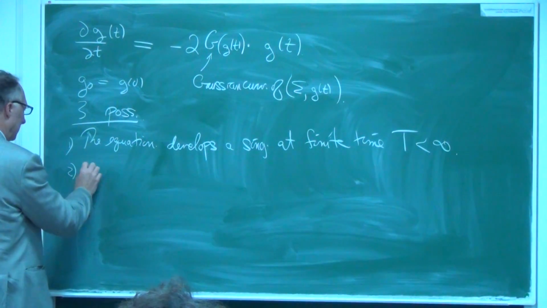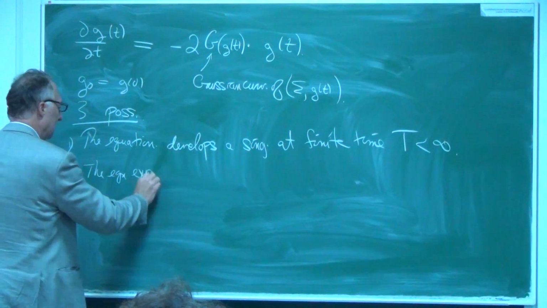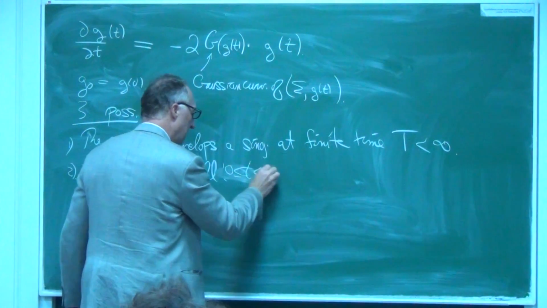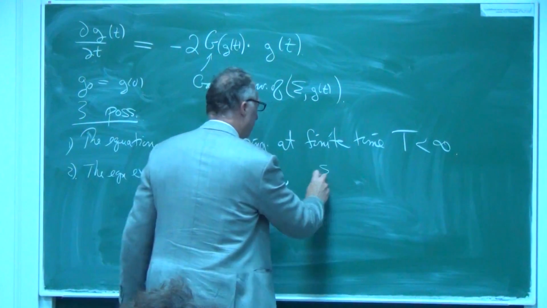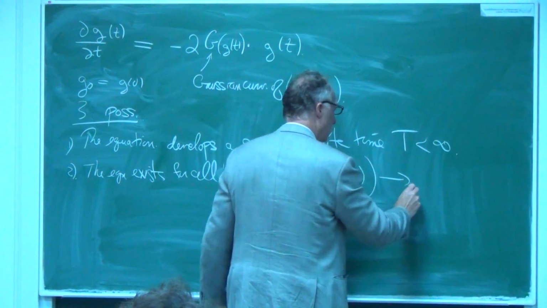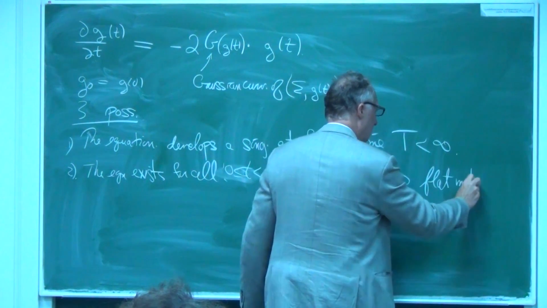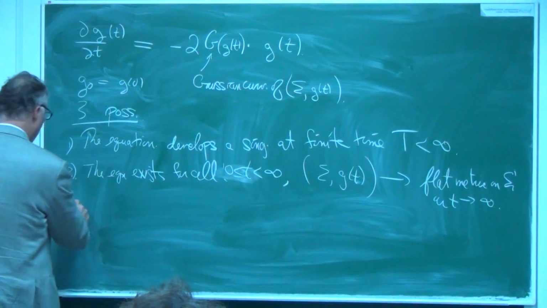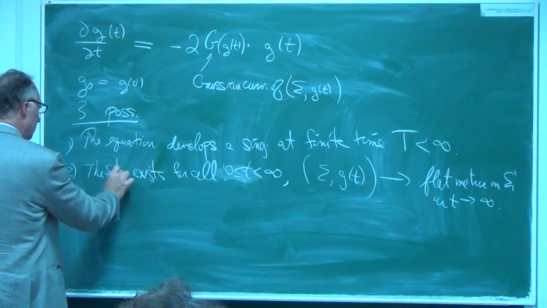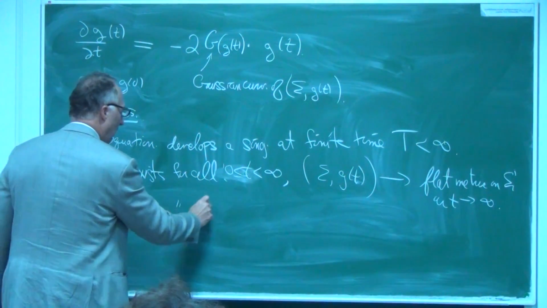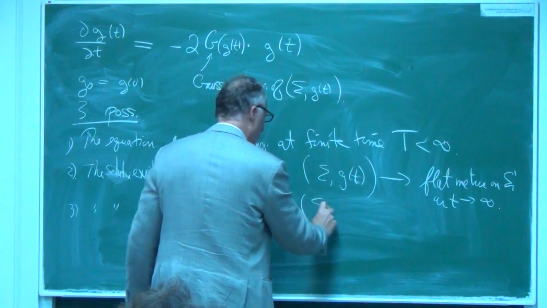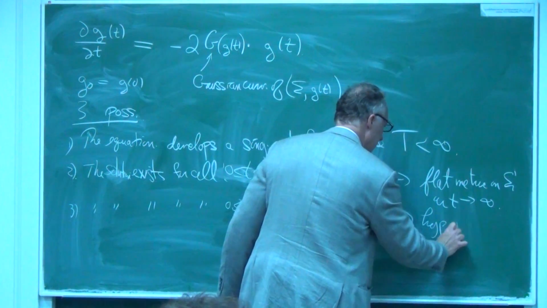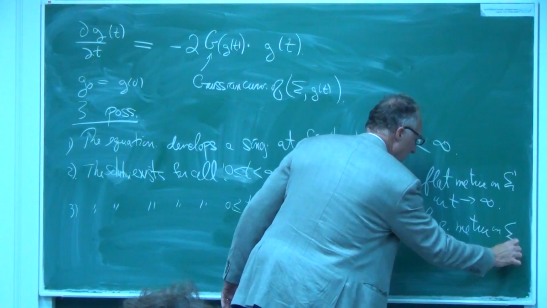Second possibility is, well, the equation exists for all t less than infinity. Okay? And sigma with gt converges to a flat metric on sigma as t goes to infinity. And the last possibility is the solution exists, I should say solution instead of equation, the solution exists for all time, and renormalizing by 1 over time converges to a hyperbolic metric on sigma. Okay.